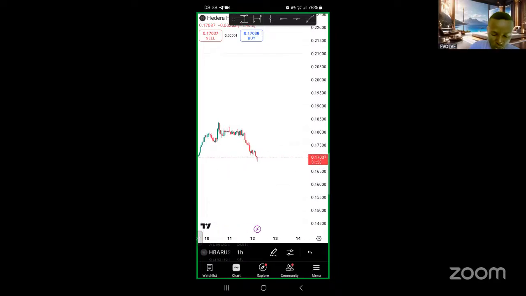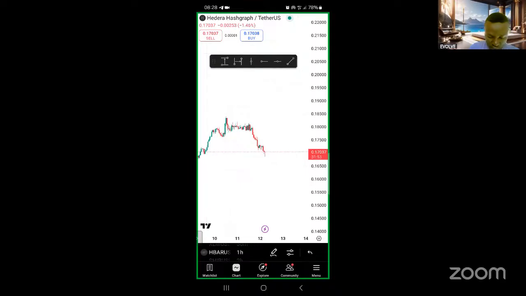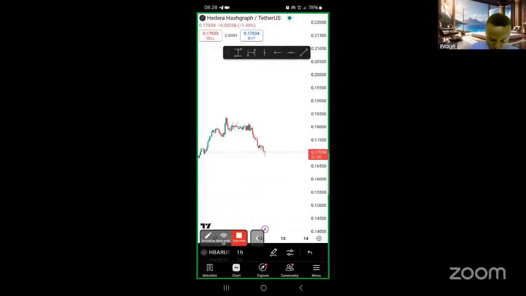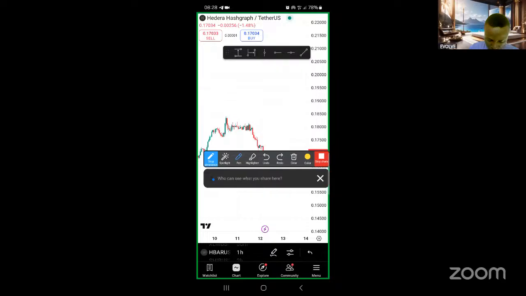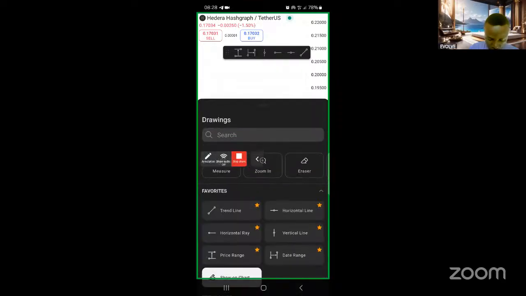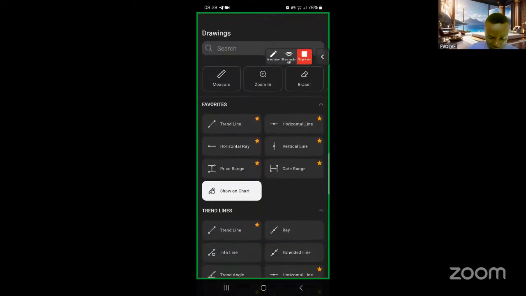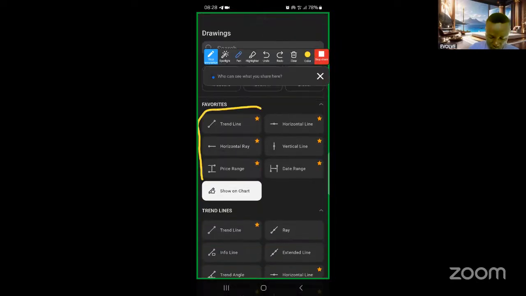Yesterday, I showed you how to make these things. Put in your tools. When you tap here, there we go. We have our favorite simple tools. Not complicated. Simple tools. So the tool we need to draw these support and resistance lines is this one. This one here.